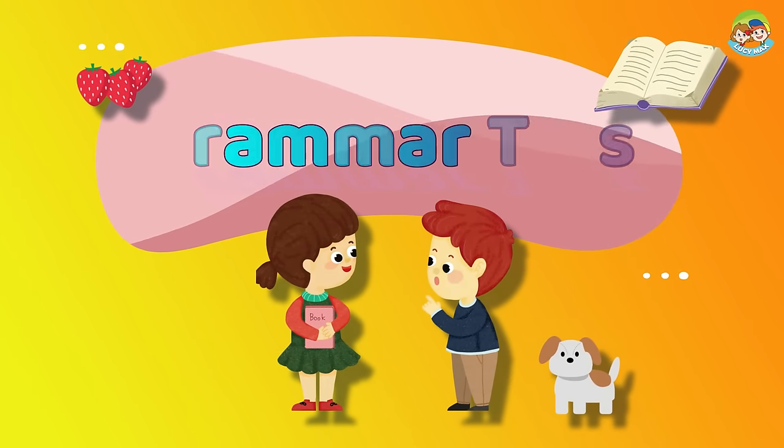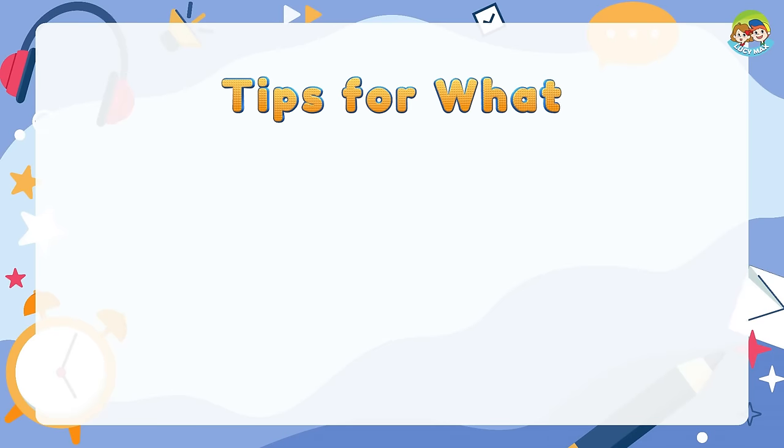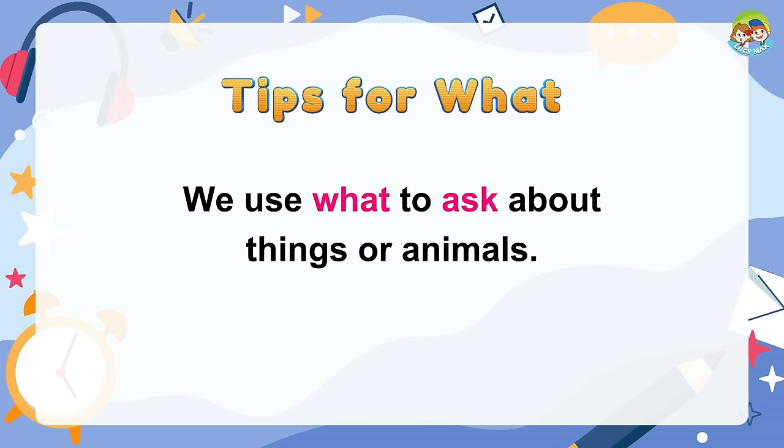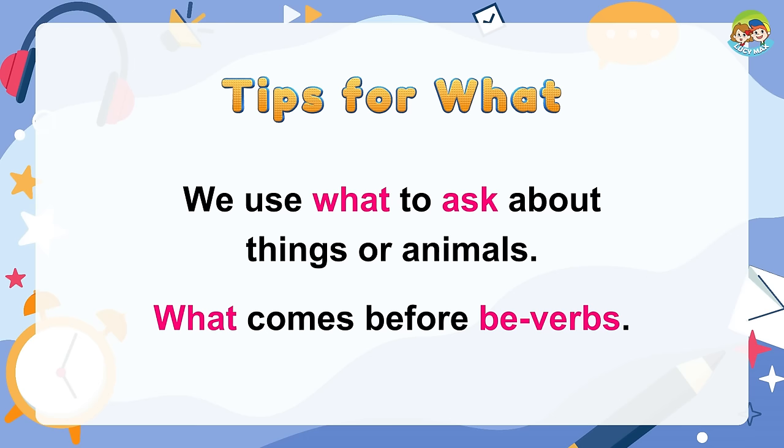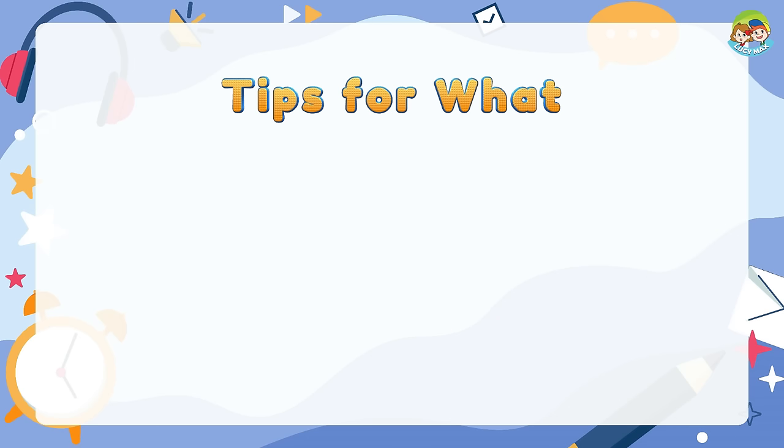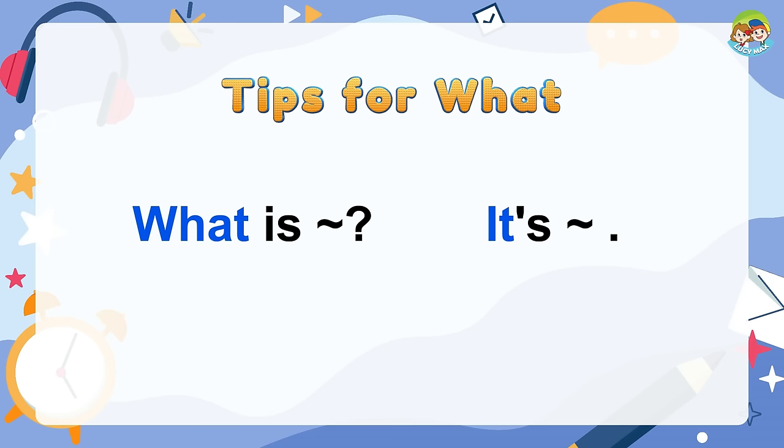Grammar tips. Let's take a look at tips for using what. When we want to ask about animals or things, we use the word what. What comes before be verbs. When someone asks the question, what is, we start the answer by using it's. When someone asks a question using what are, we start the answer using they're.